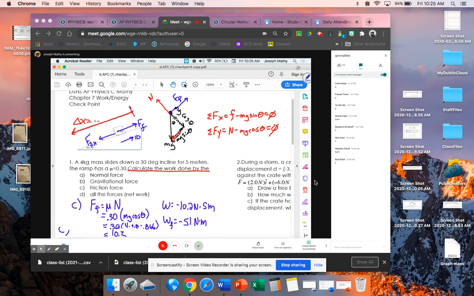This is 10.2 newtons. And then before, we calculated that force out as mg sine theta, which is 19.6.